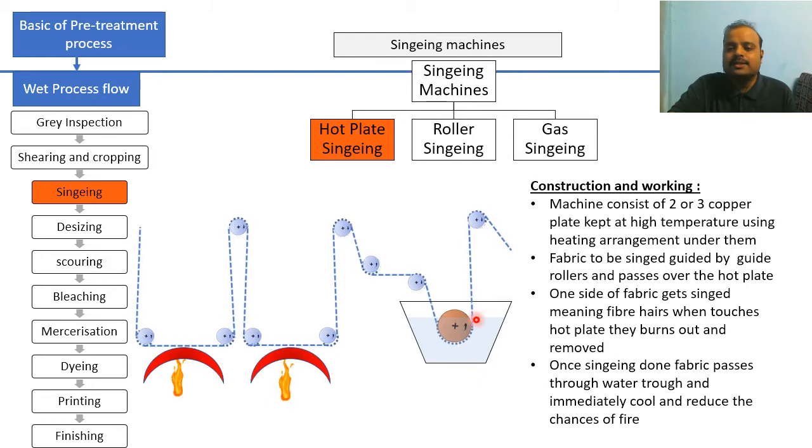This step is necessary. Why? Because the fabric is already hot and there will be a chance of catching fire, and because of that, to reduce the tendency of catching fire, the fabric is immediately placed into a water trough so that the fabric cools off easily, and then it passes over another guide roller and goes to the next process. So till now you can understand the construction and working of this machine.